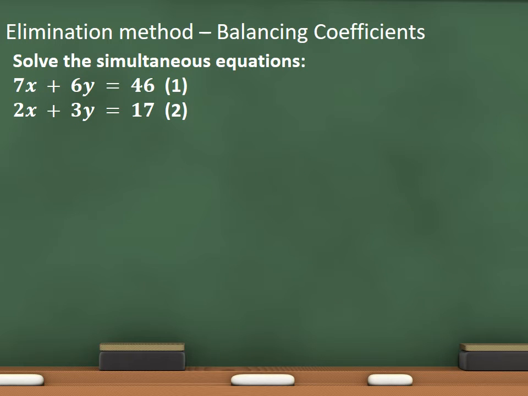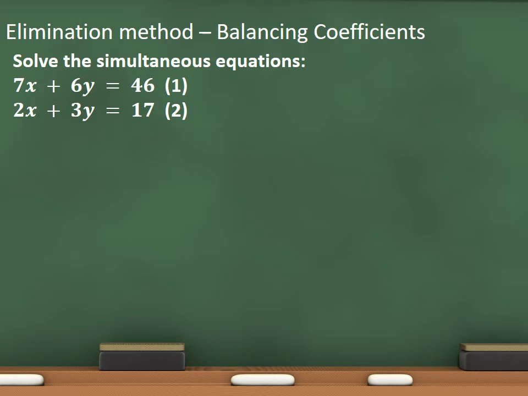Another example. Solve the simultaneous equations. Here you have 7x plus 6y and 2x plus 3y. I don't have the same coefficient, neither for x nor for y. So I need to multiply in order to balance the coefficients of one of the variables. If I try to make the same coefficient for x, it will not work because 2, I cannot multiply by any number to get 7. I can do it, but it will be more complicated.